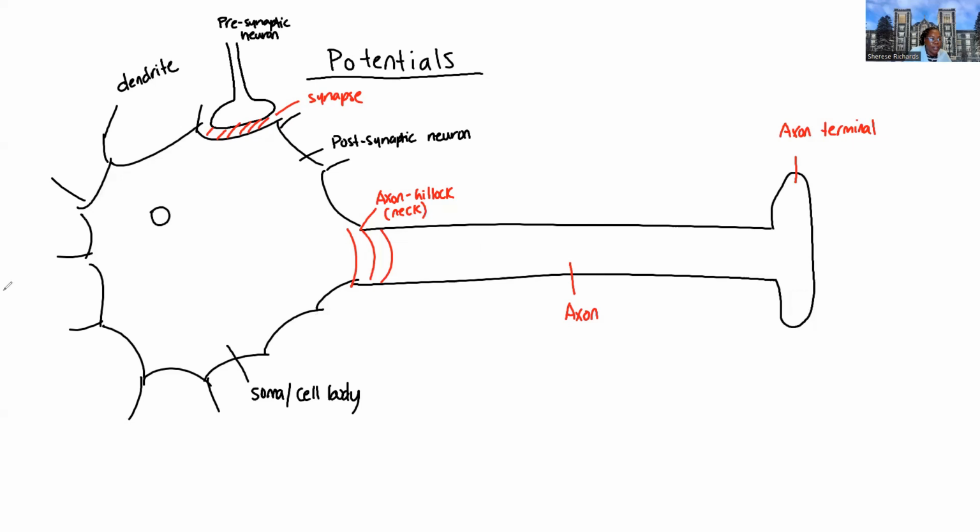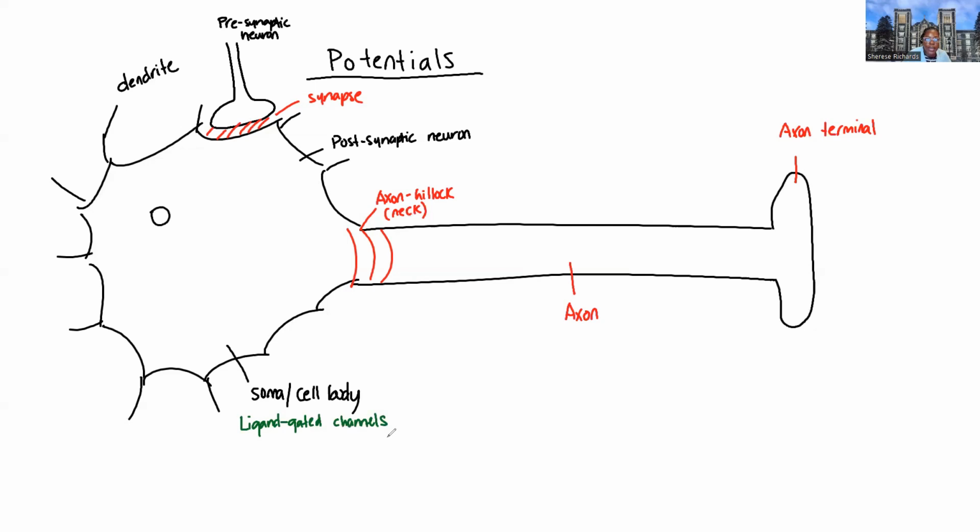Now let's think about the channels and their different locations along the neuron. Where we have the soma and the cell body, we have a lot of ligand-gated channels. So I'm going to put that here: where we have the soma or cell body, we have ligand-gated channels.